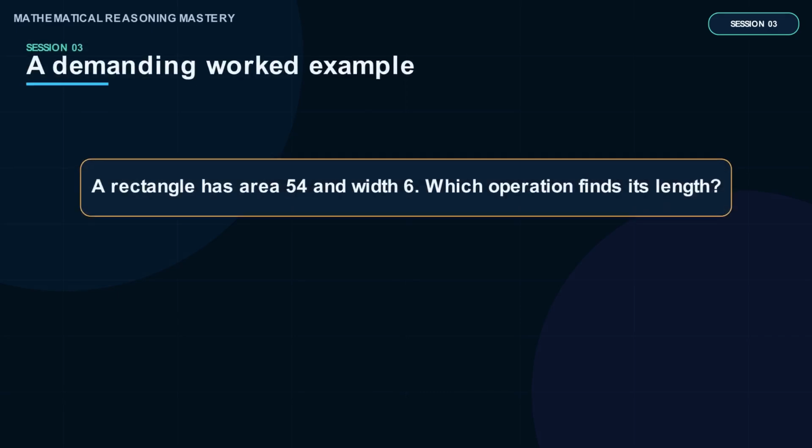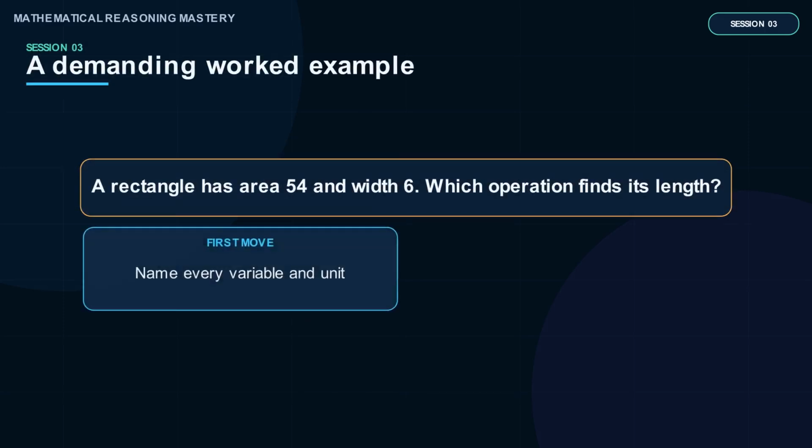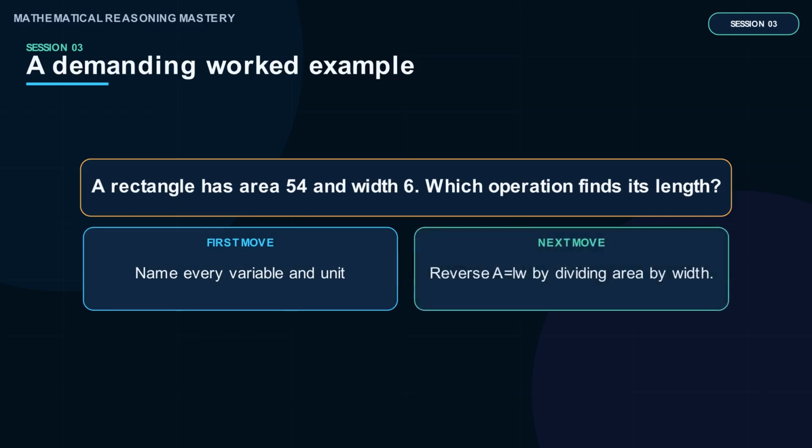Here's the challenge. A rectangle has area 54 and width 6. Which operation finds its length? Restate what is requested before touching the choices. The first move is, name every variable and unit. Apply it directly to the quantities and conditions in this problem. Now use the core reasoning. Reverse A equals L times W by dividing area by width. Keep each equality, comparison, or unit conversion visible.